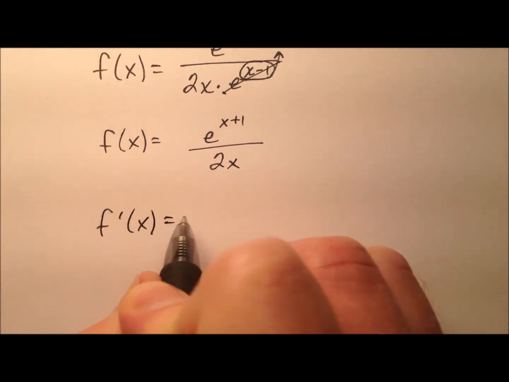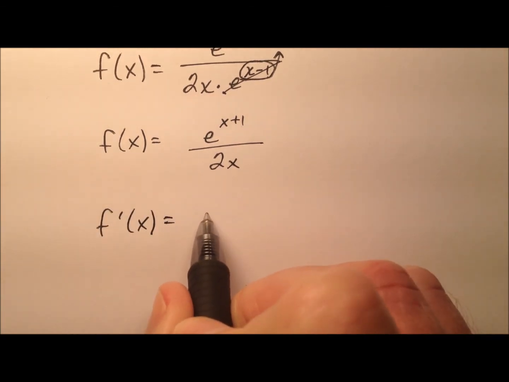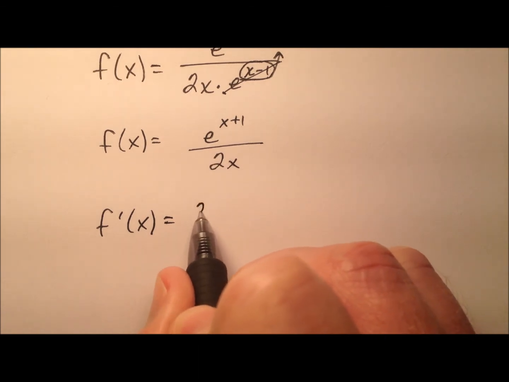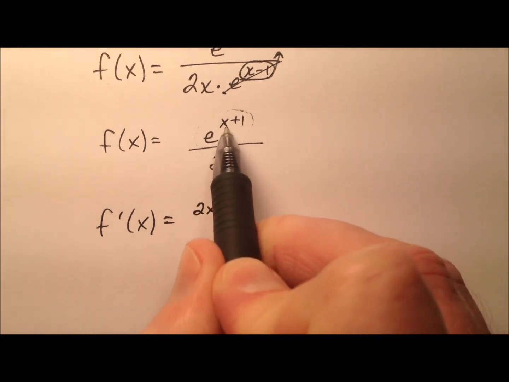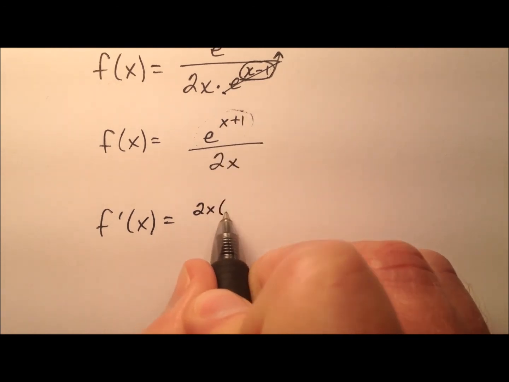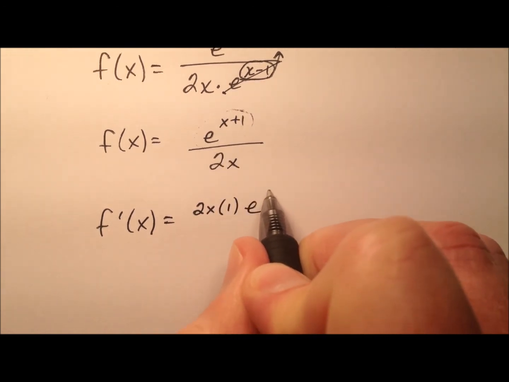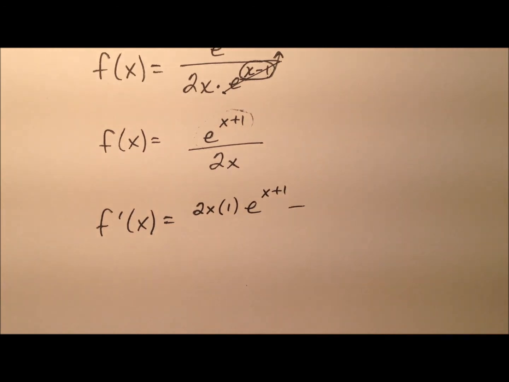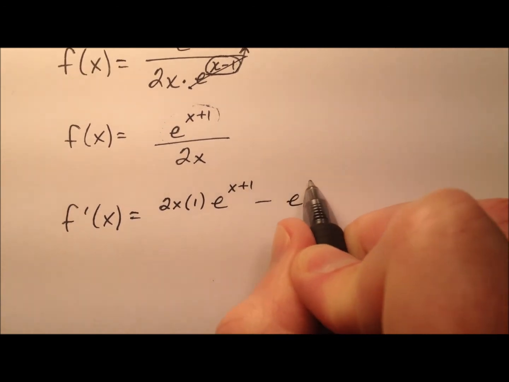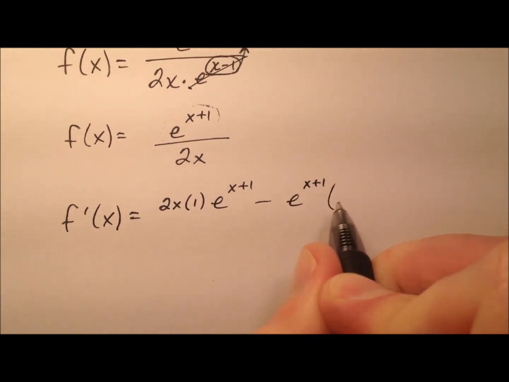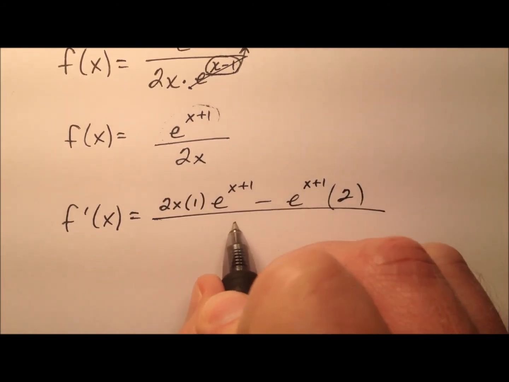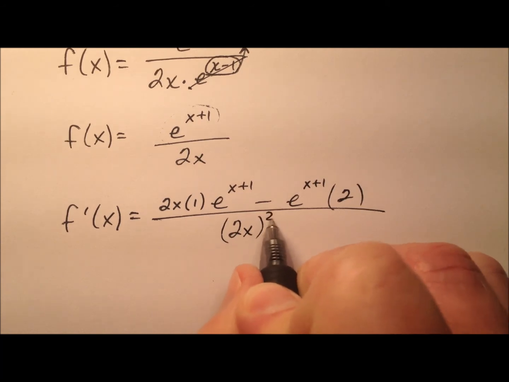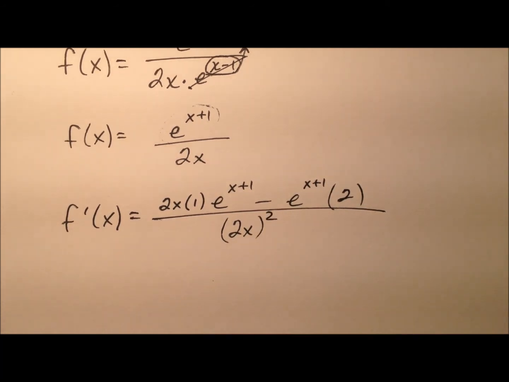I need the quotient rule, which says low times the derivative of the high, so 2x times the derivative of the numerator. So this is chain rule. So the derivative of x plus 1 will just be 1, and then times e to the x plus 1. Minus high, which is e to the x plus 1, times derivative of the low, so times 2, all over the low, or the square of the denominator there.